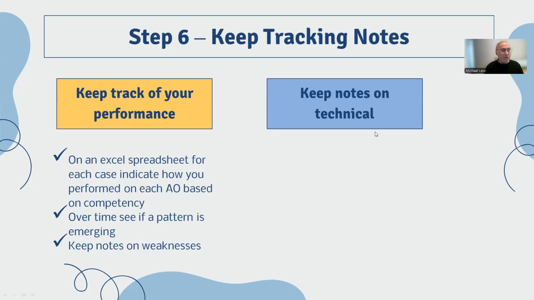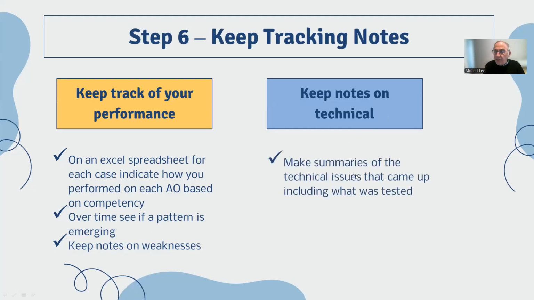When it comes to technical notes, I would make summaries of the technical issues that came up, including what was tested. So what I mean by that is the following. As I'm writing cases, I keep track of the technical issues that were tested, but I also keep track of what aspect was tested. So I wouldn't just keep a note that revenue rec was tested, but I'd keep notes of what aspects of revenue rec was tested. And the reason that this is helpful is you'll start to see that certain aspects of a particular topic tend to come up a lot. And then you know, okay, this aspect of that technical topic, I really need to know well.